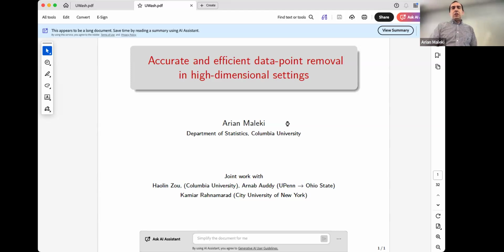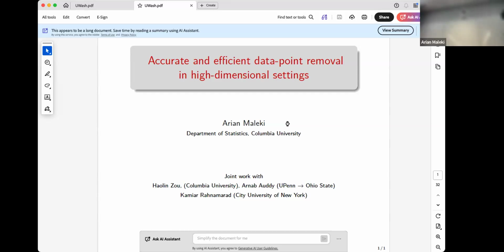Okay, so let me start with a standard model that we have for supervised learning problems. We have a data set that has n data points. It has a bunch of features. Each data point has a bunch of features that are represented with vector xi, and then we are using the features to make a prediction about response yi.